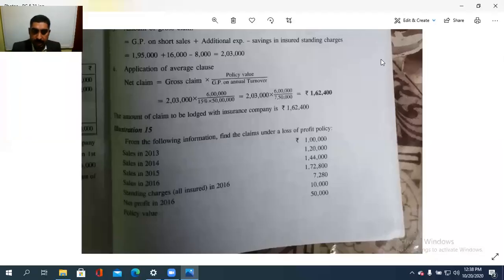So another problem with regard to the same. From the following information, find the claim under a loss of profit policy. Sales in 2013 is 1 lakh, sales in 14 is 1 lakh 20,000, sales in 15 is 1 lakh 44,000, sales in 16 is 1 lakh 7,800. Standing charges in 2016 are 7,280, net profit in 2016 is 10,000, the policy value is 50,000.